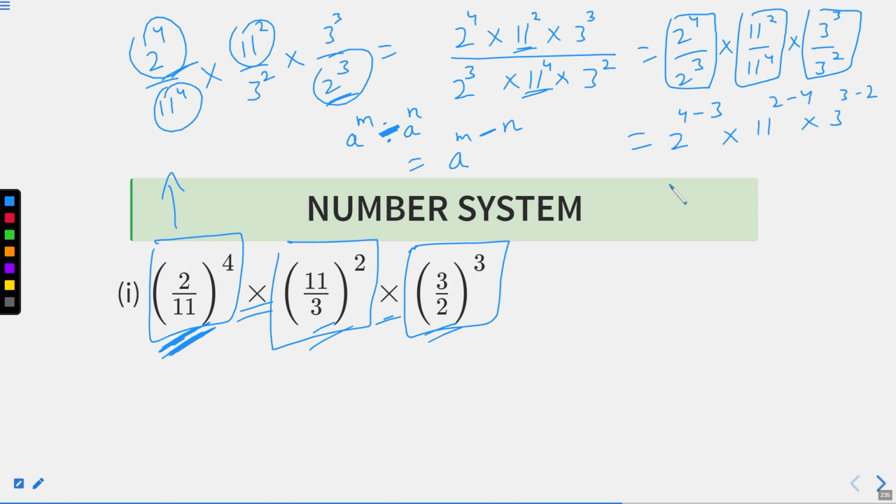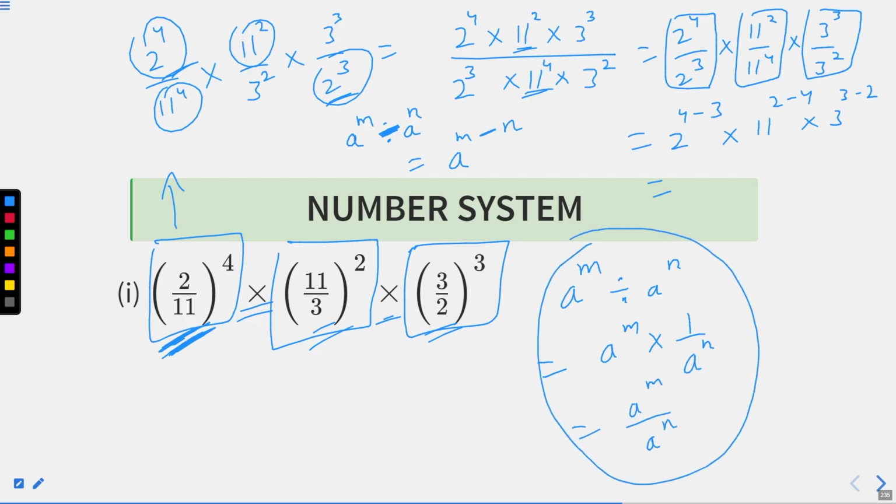So 3 minus 2. a^m divided by a^n, or a^m multiplied by 1 upon a^n, or a^m by a^n, all of these forms are the same and equal a^(m-n). So I'll get 1, I'll get -2 here, and 1 here. Now simplifying more, 2 times 11 raised to the power -2. Since a^(-n) equals 1 upon a raised to the power n, it is 1 by 11 square times 3.